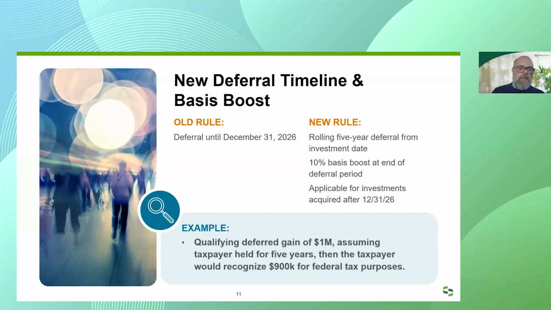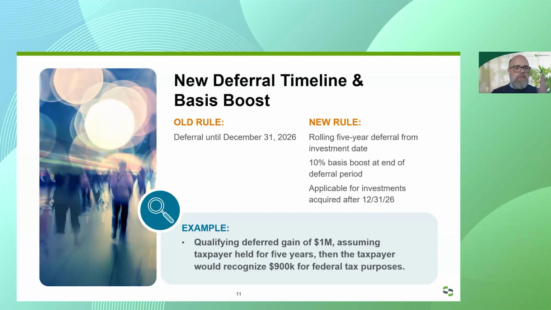So you can still make an investment now in 2025. You can still make an investment in 2026. You would just be under version 1.0. You would receive the incentives under version 1.0. So you would have a temporary deferral through December 31, 2026. You would have no basis boost, but you would still get the exclusion on appreciation as long as you hold your investment in the fund for at least 10 years. And again, that exclusion on appreciation benefit is also available to you under version 2.0.